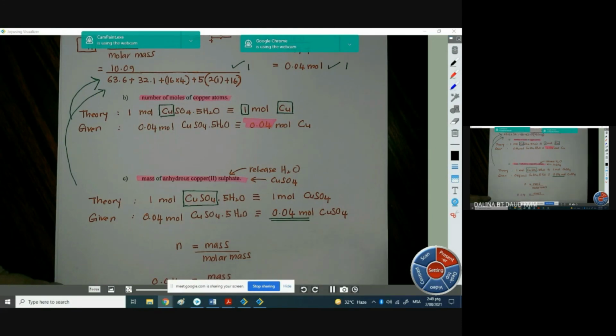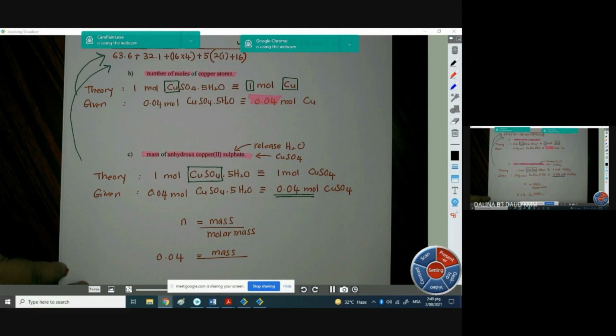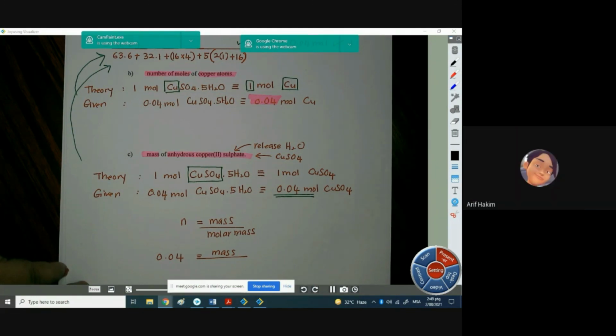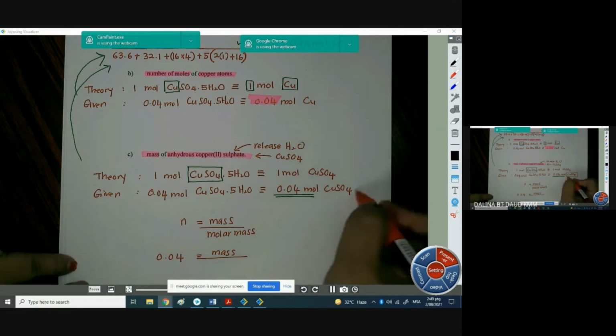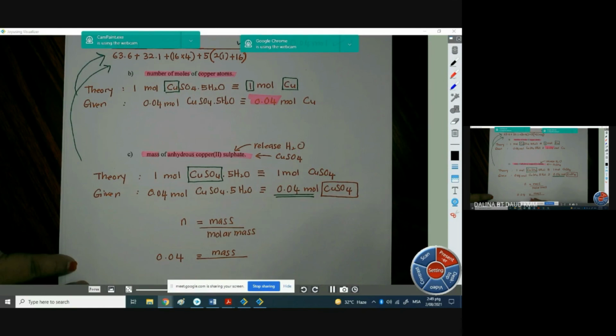Is it still 249.7? No, because we have released the water. So our molar mass is 63.6 plus 32.1 plus 16 times 4 only. So please calculate. You will get the answer here.